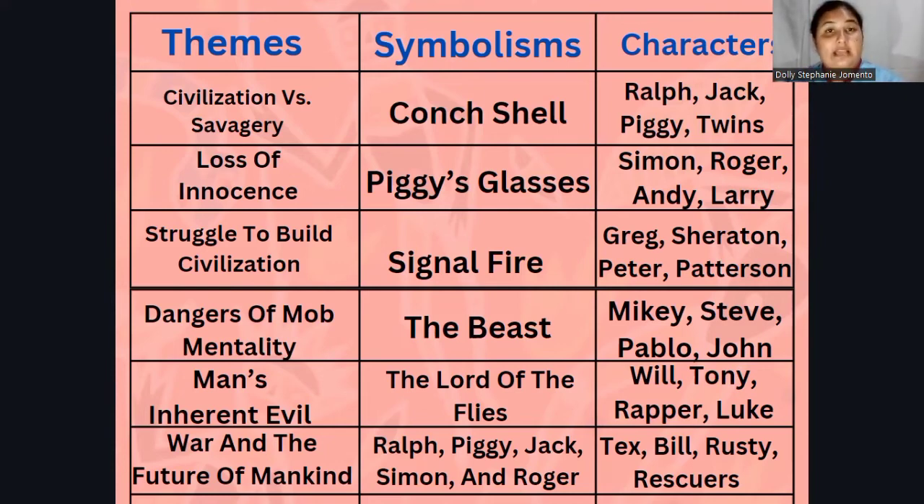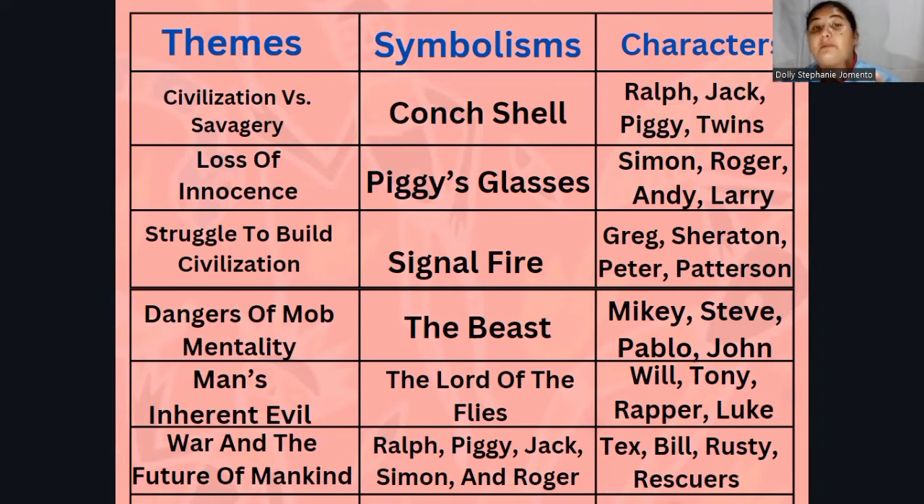So next nani is the last symbolism, Ralph, Piggy, Jack, Simon and Roger. So Lord of the Flies is an allegorical novel, di ba? And many of its characters signify important ideas or themes. For example, si Ralph represents order, leadership, and civilization. Si Piggy represents the scientific and intellectual aspects of civilization.